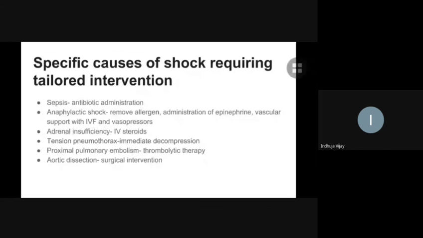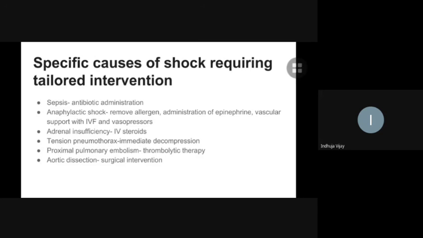Then finally, the specific causes of shock requiring tailored intervention. For sepsis, we initiate antibiotics. For anaphylactic shock, we remove the allergen and administer epinephrine, IV fluids and vasopressors. Adrenal insufficiency will require IV steroids. For tension pneumothorax, you have to immediately decompress it with an ICD. Proximal pulmonary embolism may require thrombolysis, and aortic dissection requires surgical intervention.